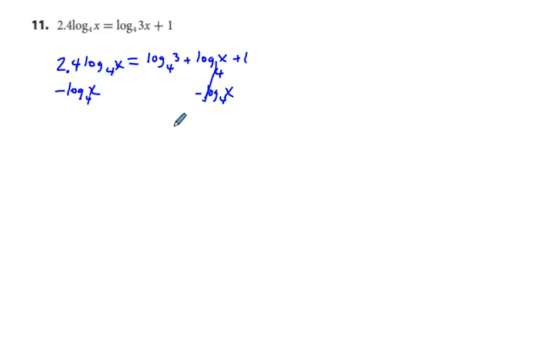And we have that canceled on the right side. So we have on the left side now 1.4, since 2.4 minus 1 is 1.4. We have 1.4 log base 4 of x is equal to, on the right side, log base 4 of 3 plus 1. Now we're going to continue to solve by dividing both sides by 1.4.